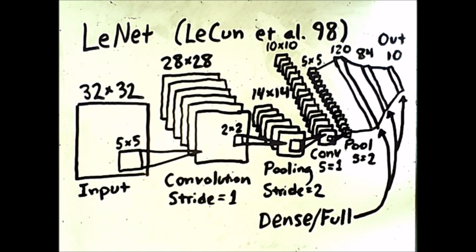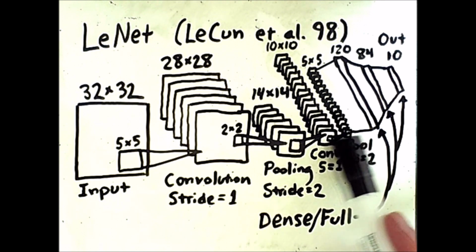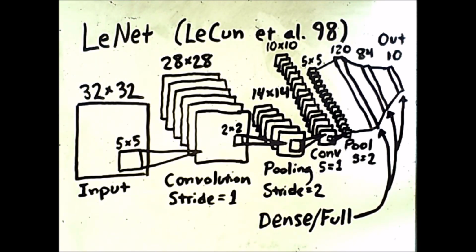Then we have another pooling layer for the sake of dimensionality reduction. So we still have 16 feature maps, but these are 5 by 5 in size because the stride is 2 and the filter size for that step to the pooling layer is once again 2 by 2.